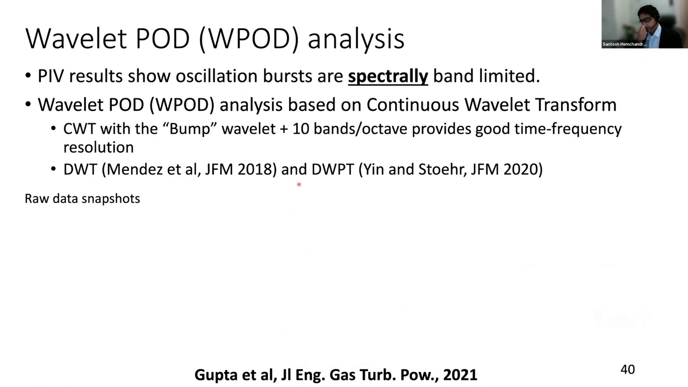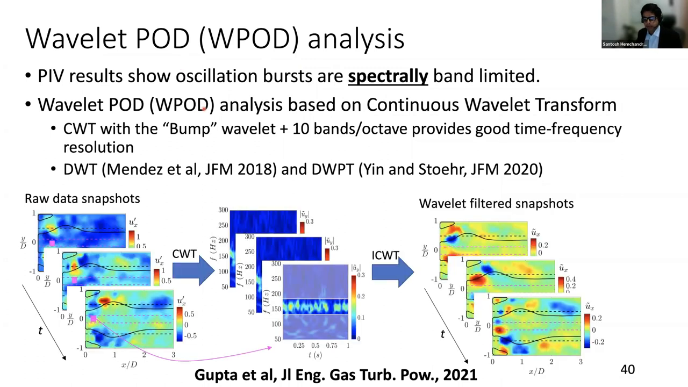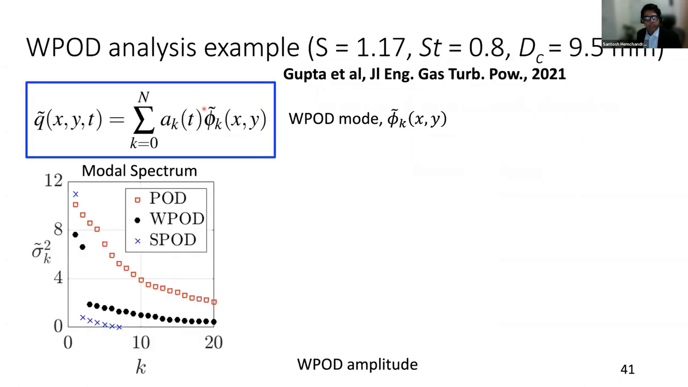And then what we found was we get intermittent oscillations, and we had to develop a new data analysis technique that allows us to recover, in a spectrally band limited way, what the oscillation looks like. I'm now going to skip through the description of this in the interest of time.